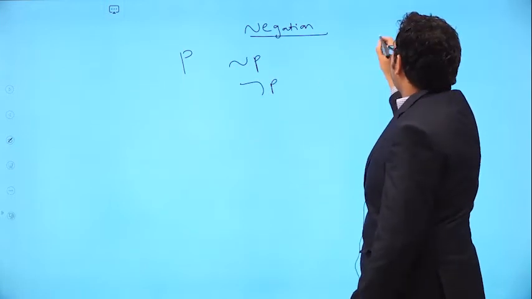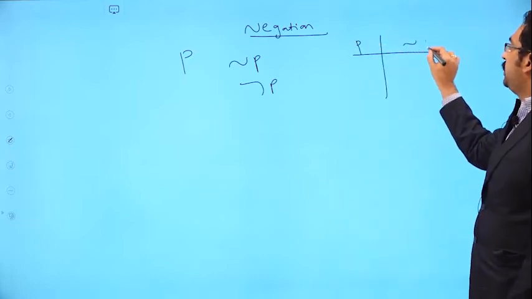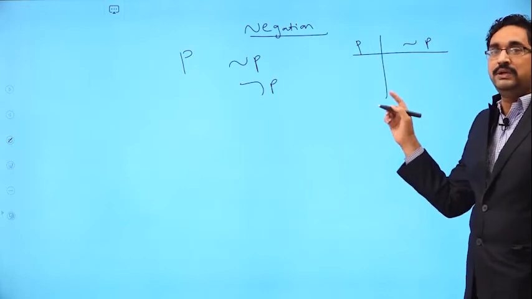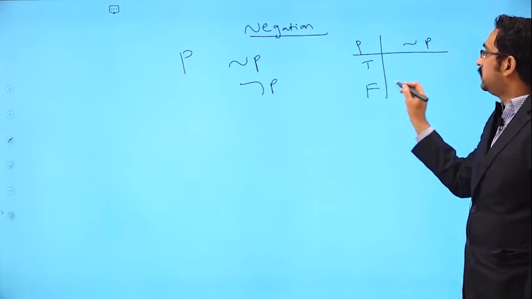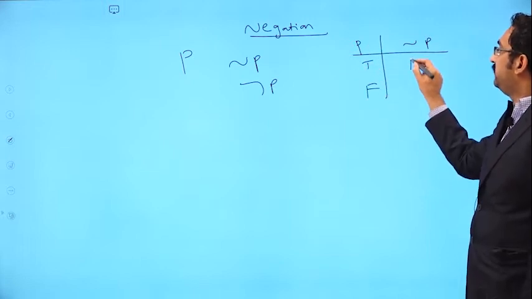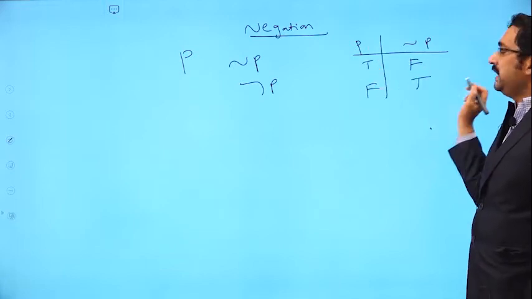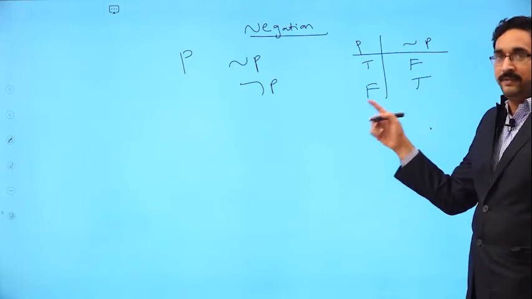So if we construct a truth table, we will have two rows, P and negation P. As we have only one variable, there will be only two rows. One is true and another is false. So if the proposition is true, its negation will be false. If the proposition is false, its negation will be true. In this way, we can represent negation of the proposition.